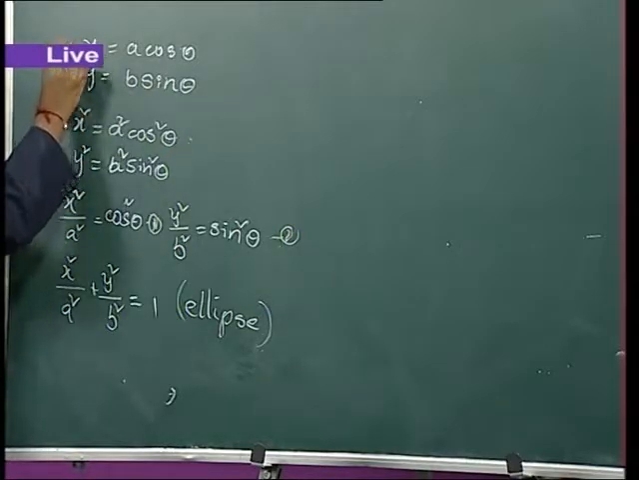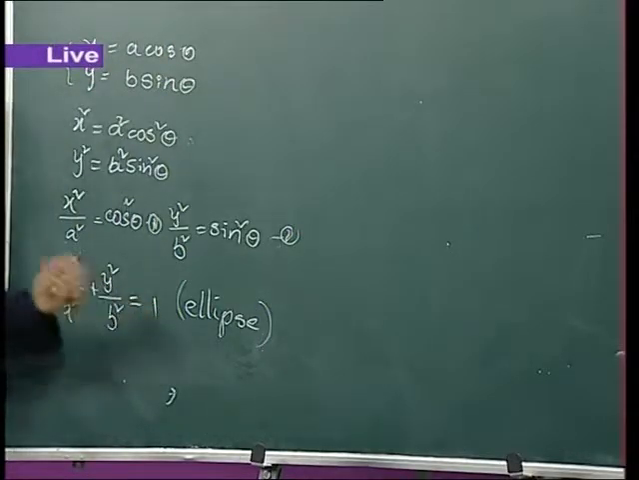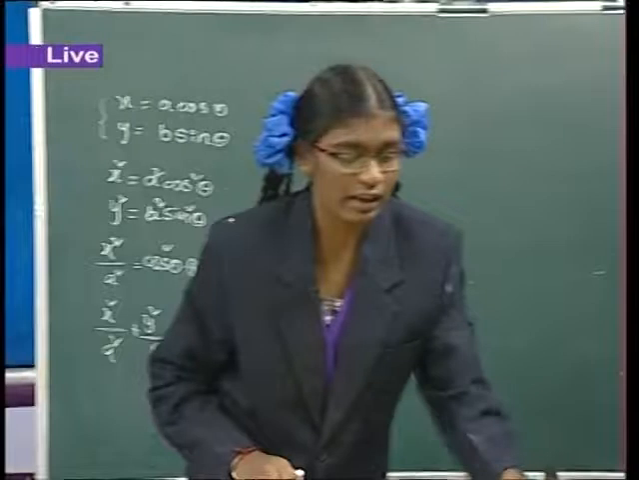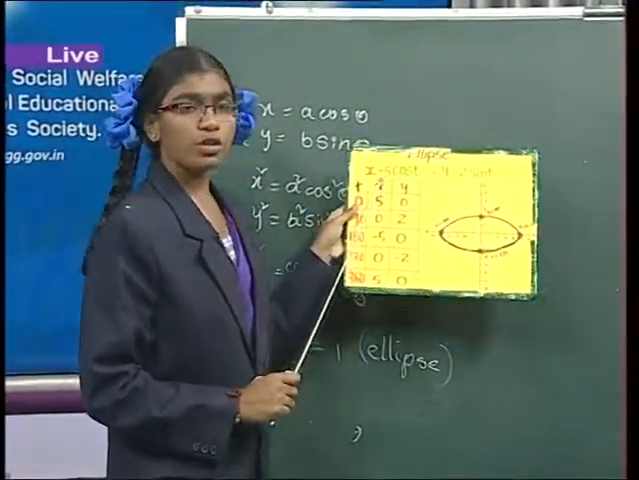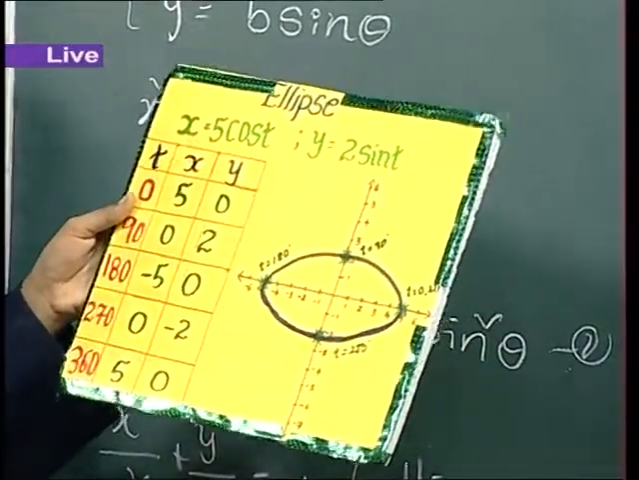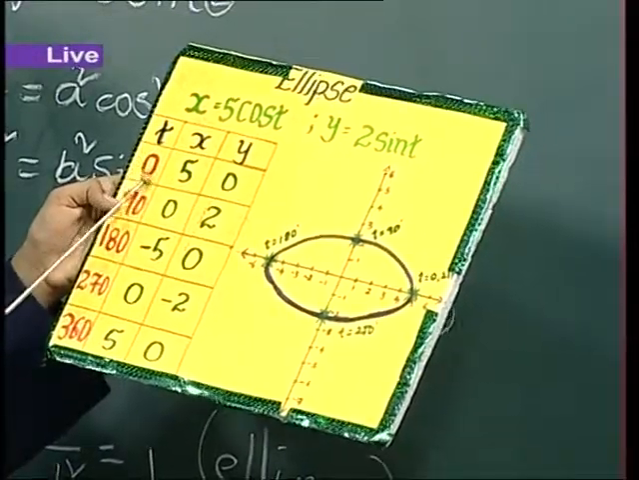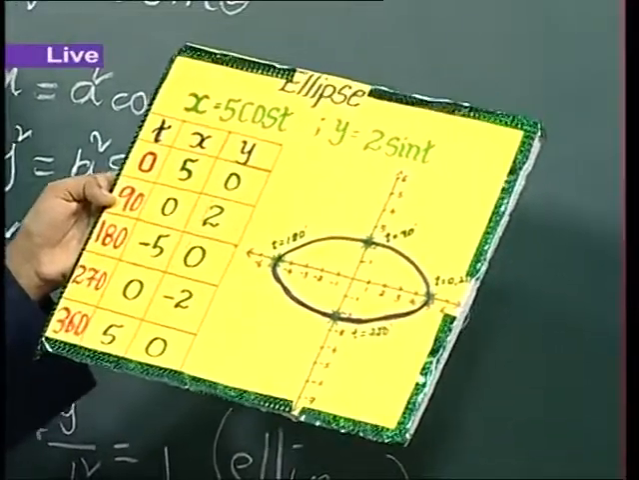By taking these parametric equations, we prove that the locus of these equations is an ellipse. Now we show it graphically. Here we take x equals 5 cos t, y equals 2 sin t as parametric equations. We take the values t equals 0, 90, 180, 270, 360, similarly to the circle.